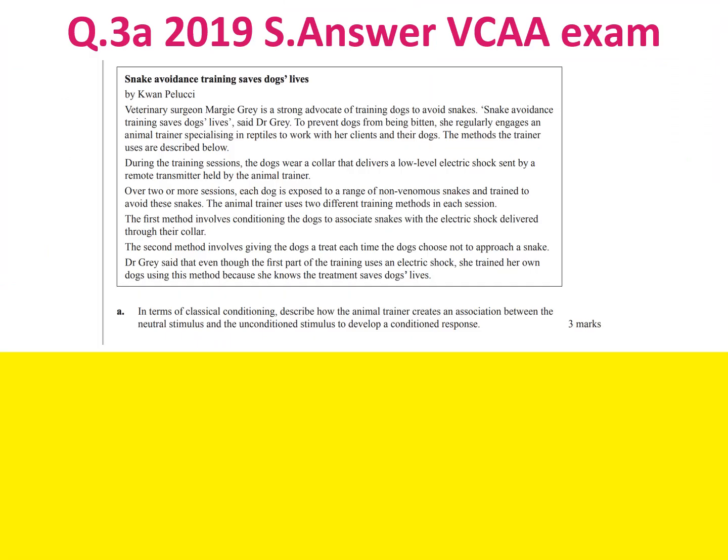Now, in this scenario here, a trainer has used a shock collar to classically condition dogs to avoid snakes. And so part A of the question is asking the student to use the terms of classical conditioning to describe what's creating the association between the NS and the UCS. So check out the stats on this. Students struggled with this. There are a lot of ones, a lot of twos, few zeros, not many threes.